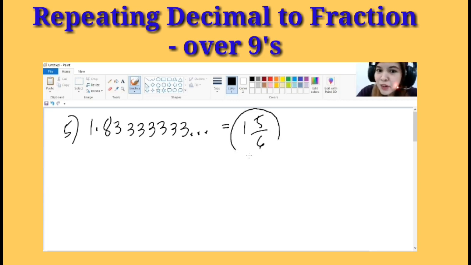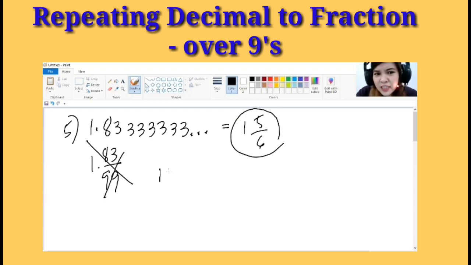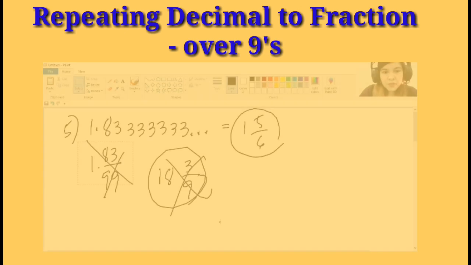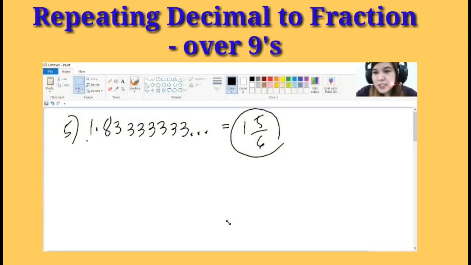How to do that manually? So, to solve for it, first thing first, itry natin. Ano ba yung digit na nare-repeat? 3. So, anong gagawin ko? Example, 1 and 83 over 99. Parang ang layo naman. So, mali. Try ko ulit. 18 and 3 over 9. Mali pa rin. So, paano gagawin ko? Paano ko siya mapapalabas na 1 and 5/6? So, para mapalabas ko siya na 1 and 5/6, ganito gagawin.